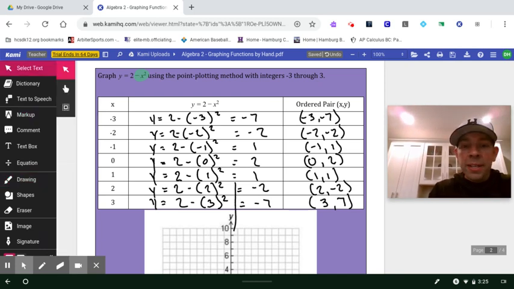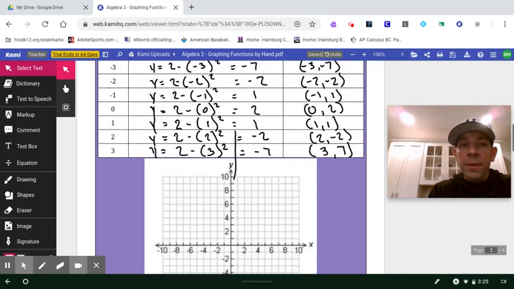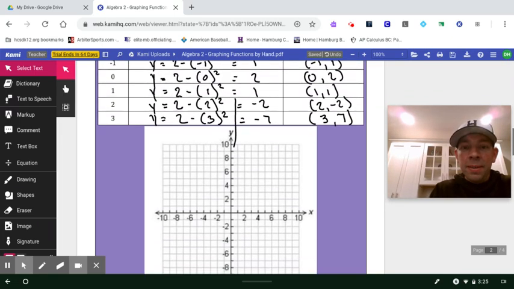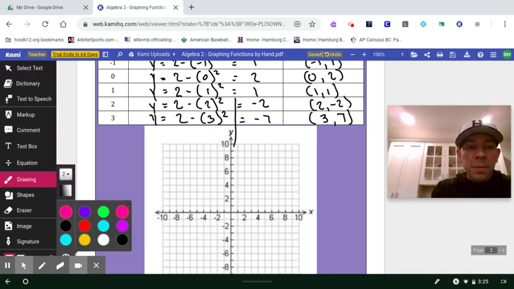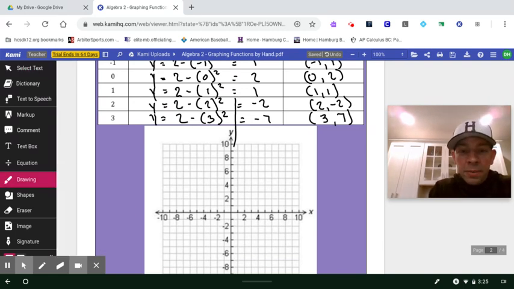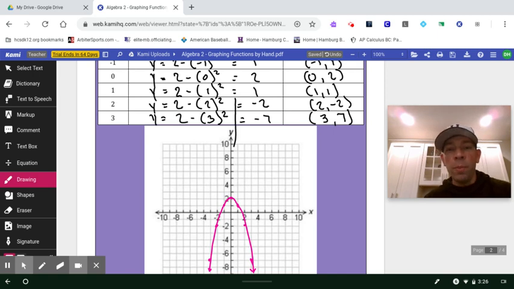Oh, goodness gracious, I forgot to change. Okay. So I want to start with -3, -7. Might as well spice up the color a little bit here. -3, -7, and then I've got -2, -2. We've got -1, 1. We've got 0, 2, 1, 1, 2, -2, 3, -7. And again, we know it's a parabola because of the x squared, so it's going to be really smooth. We want to make sure this vertex isn't too sharp. And looks like we've got ourselves a really nice downward opening parabola.